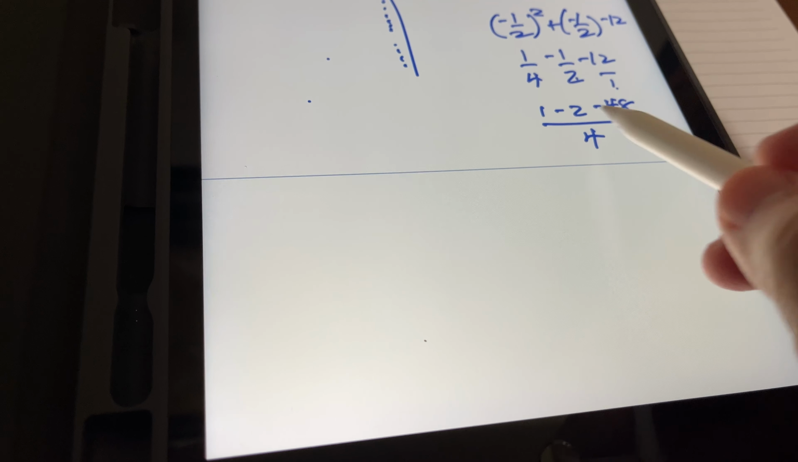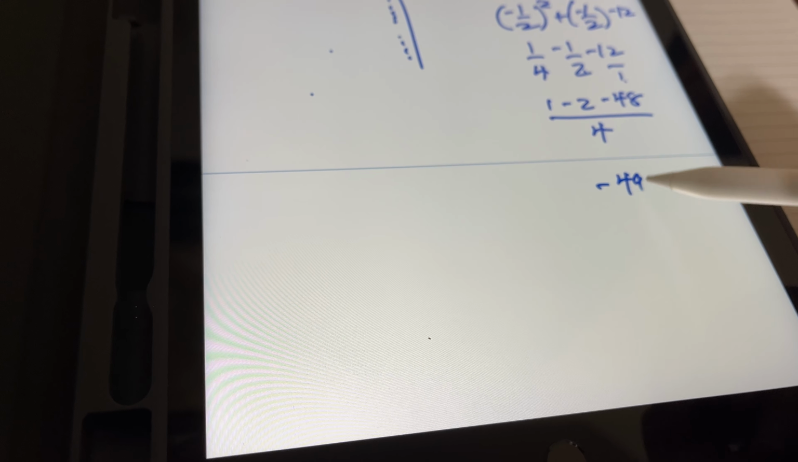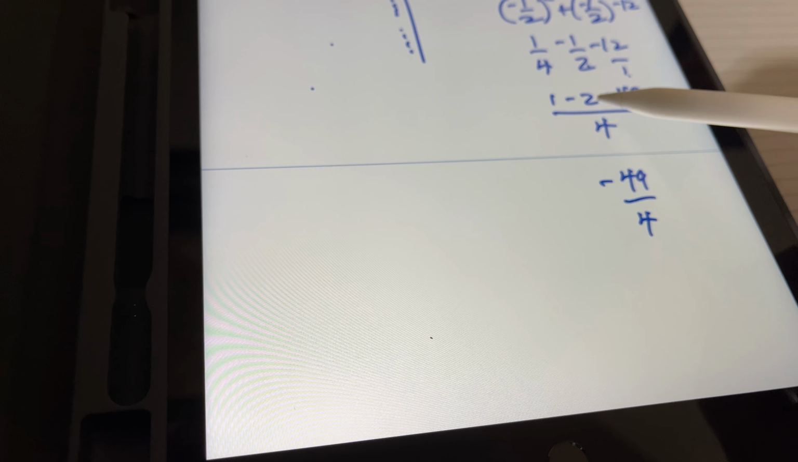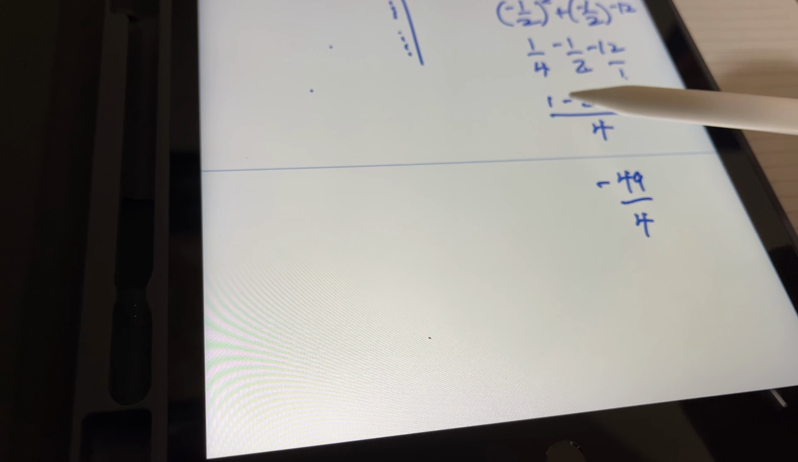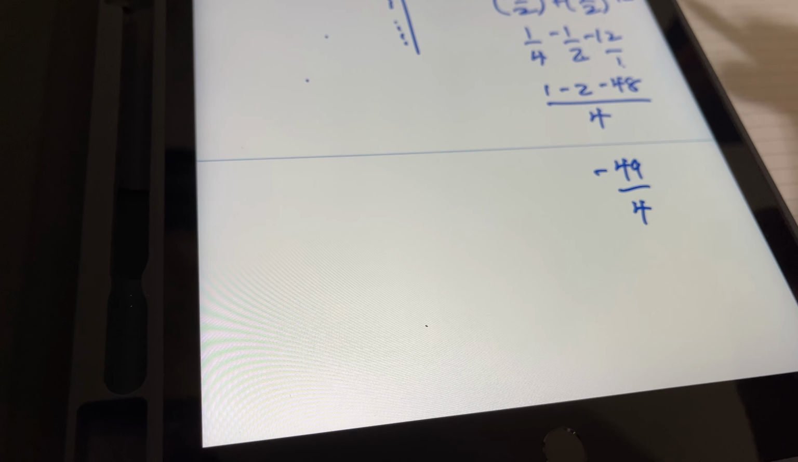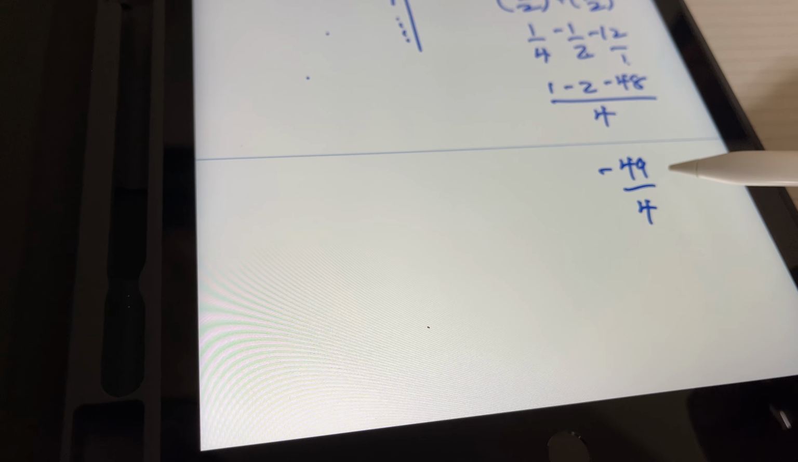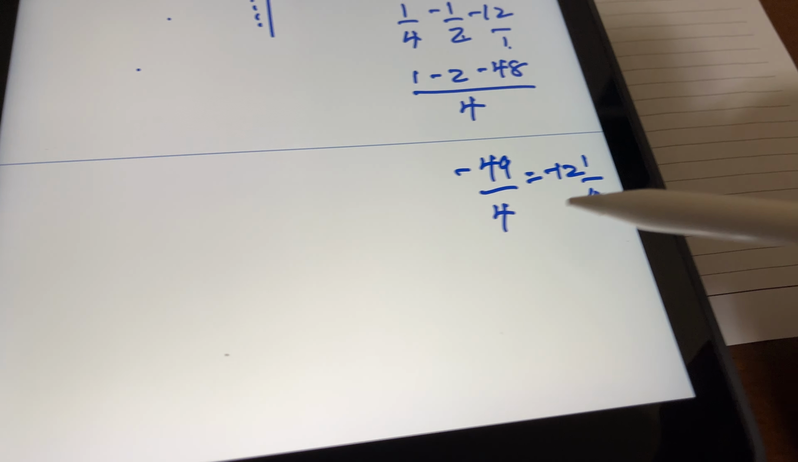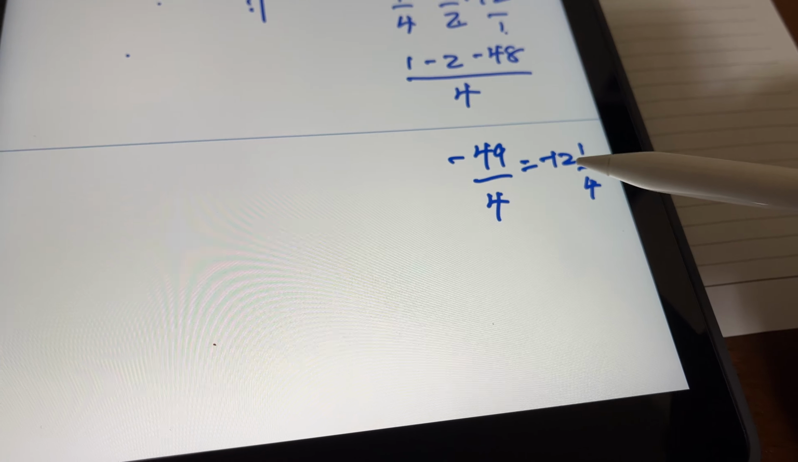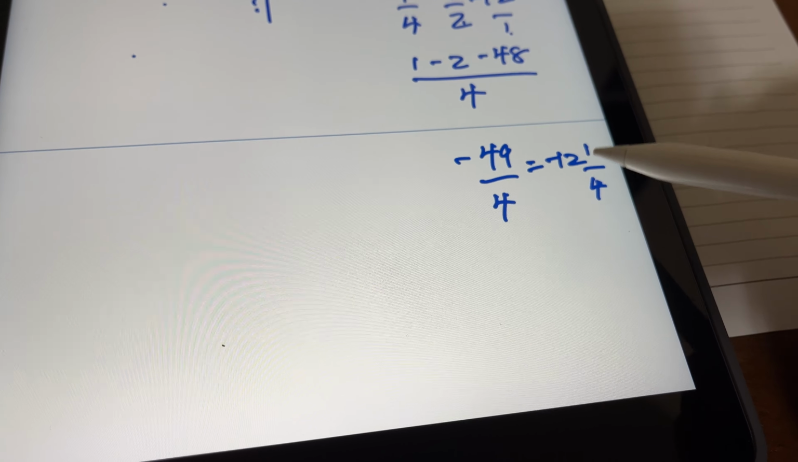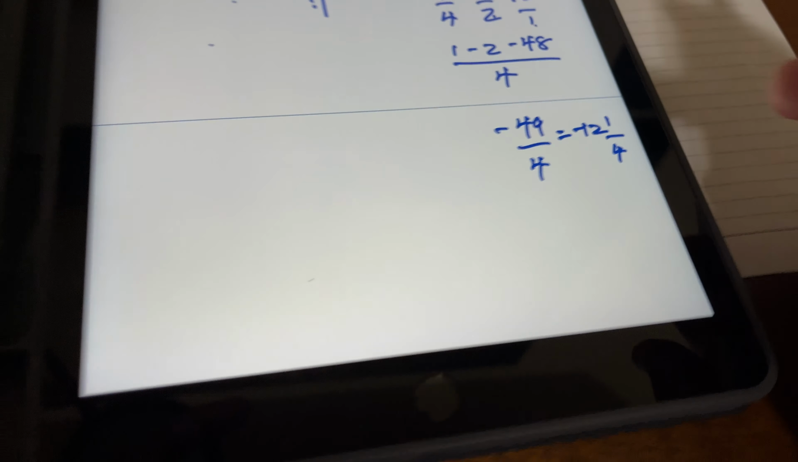If I add all this together, that's negative 50. What is that? Negative 49 over 4. So negative 2 and negative 48 is negative 50. Negative 50 plus 1 is negative 49 over 4. And guys, that's going to be negative 12 and 1/4 just by changing that to a mixed number. 4 goes into there, negative 12 times, that's 48, 49. So negative 12 and 1/4.